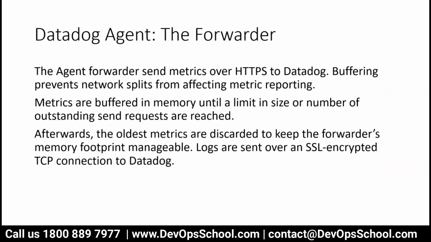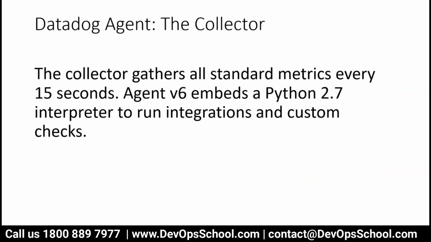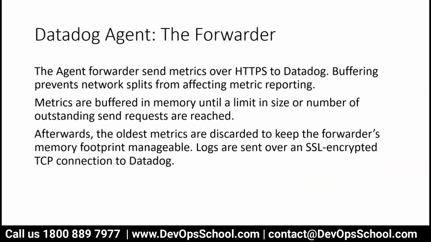Okay. So this is the collector. The collector gathers all standard metrics every 15 seconds and so on. This is the forwarder. The agent forwarder sends metrics over HTTP to Datadog. Buffering prevents network splits from affecting metric reporting. Metrics are buffered in memory until a limit in size or number of outstanding send requests is reached. Afterwards, the oldest metrics are discarded to keep the forwarder's memory footprint manageable.